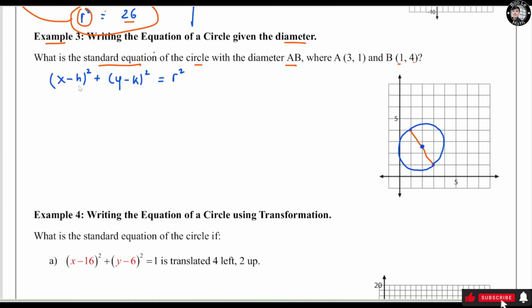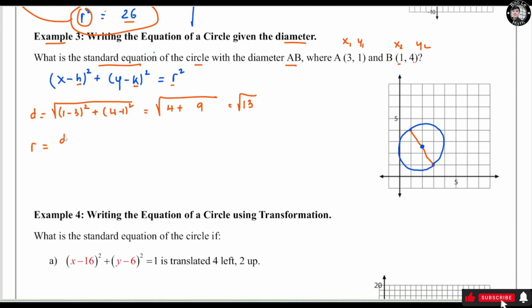Now what you need to do is find the center and the radius, and you're done. So we're going to use this one formula: d equals the square root of (x1 minus x2) squared plus (y1 minus y2) squared. Now to find the radius, we're going to take the diameter divided by 2, so it is square root of 13 divided by 2.